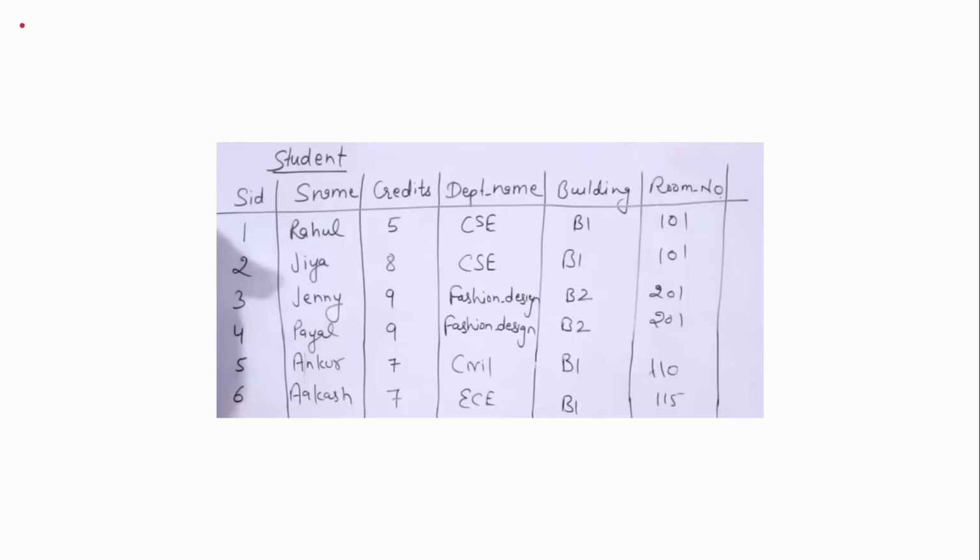So students, please observe that image now. If you observe, there is a student table with large details like student ID, then name, then credits, then department name, building and room number. When we have such a large schema, then it is going to generate certain kinds of anomalies. Okay. So what kind of anomalies? That is the insertion, deletion and updation anomalies.